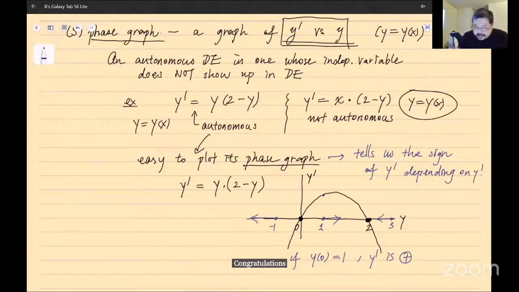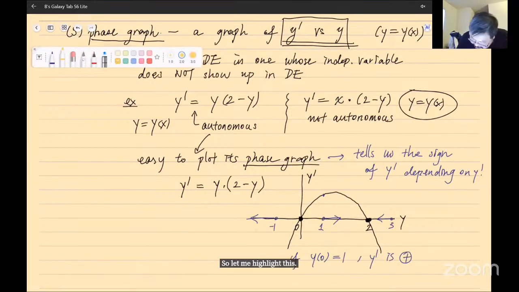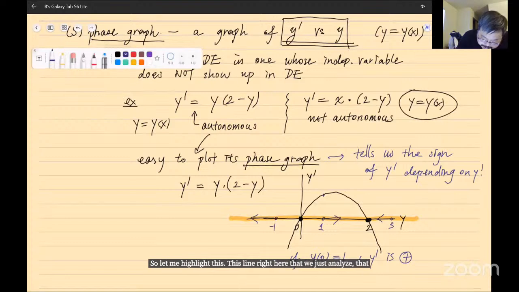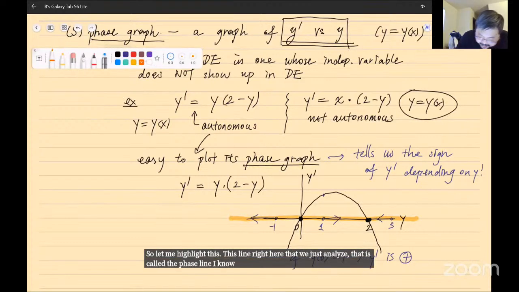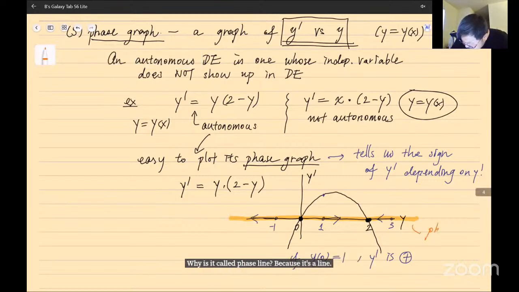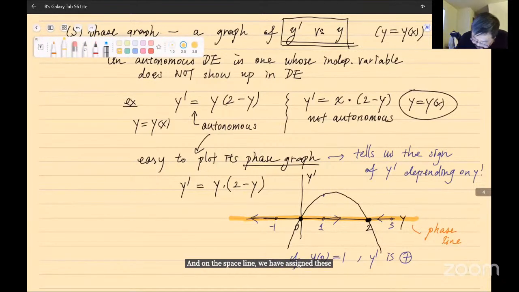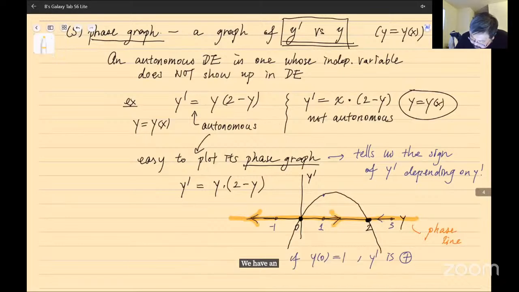Congratulations, what you have plotted is something called the phase line. So let me highlight this. This line right here that we just analyzed is called the phase line. So the phase line comes from the phase graph. Why is it called phase line? Because it's a line. And on this phase line, we have assigned these arrows, which I'm going to write down again. We have an arrow going this way, an arrow going this way, and an arrow going this way. And we also have 2 interesting points, the 0 point and the 2 point right here.